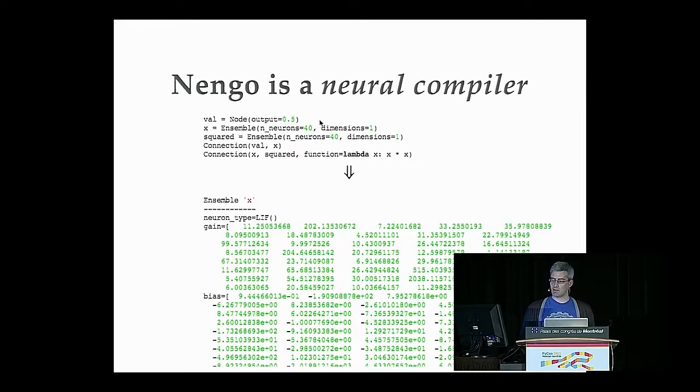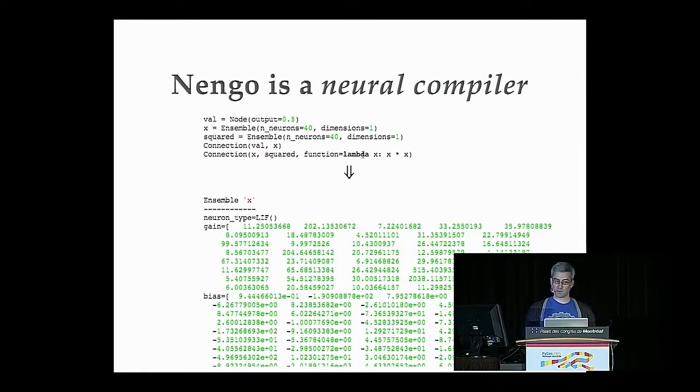Ensembles are how we represent information with populations of neurons. And so when we connect them in Nengo, when you connect from a node to an ensemble, we're essentially figuring out how much current needs to be injected into that population to represent the value that your node is encoding. Similarly, when you connect two populations together, in this case x and squared, we figure out the connection weights between them such that they transmit that information.